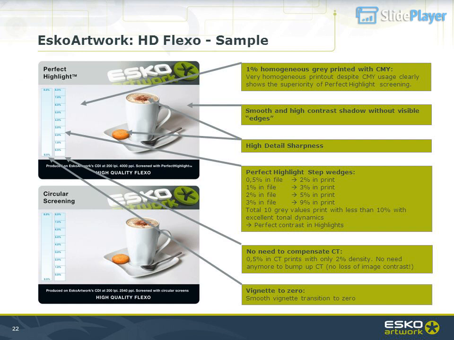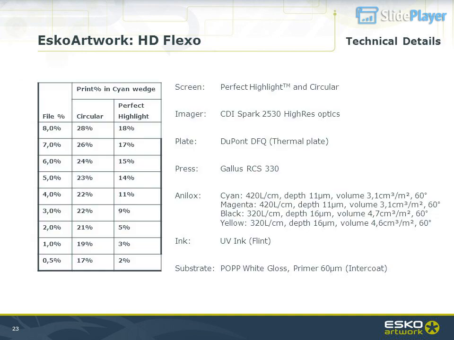Perfect contrast in highlights. No need to compensate CT. 0.5% in CT prints with only 2% density. No need anymore to bump up CT, no loss of image contrast. Vignette to 0. Smooth vignette transition to 0. ESCO Artwork, HD Flexo technical details.